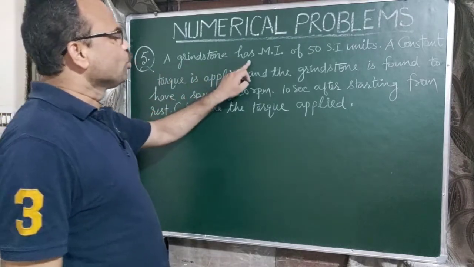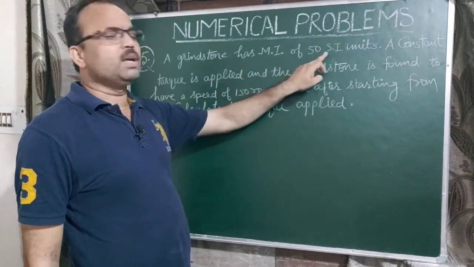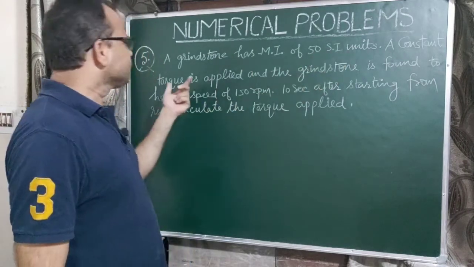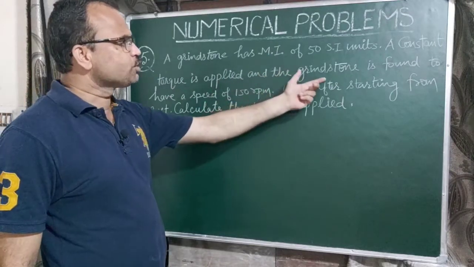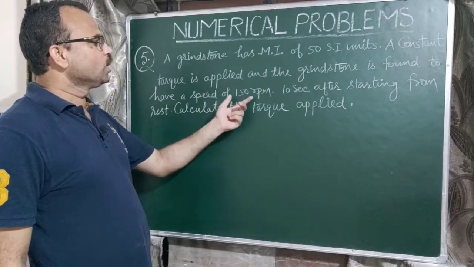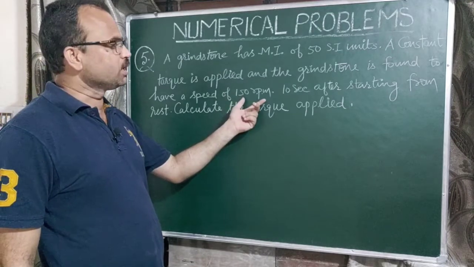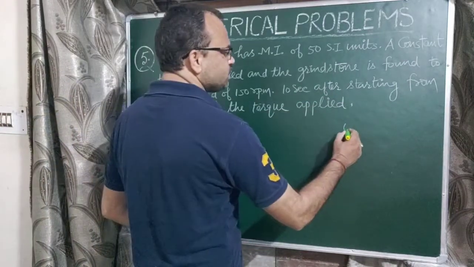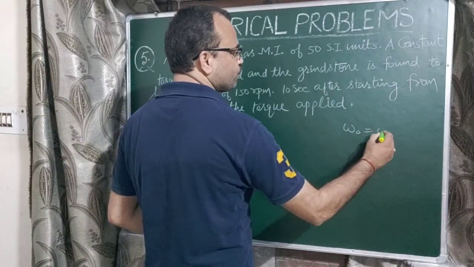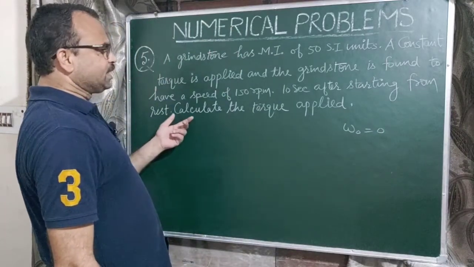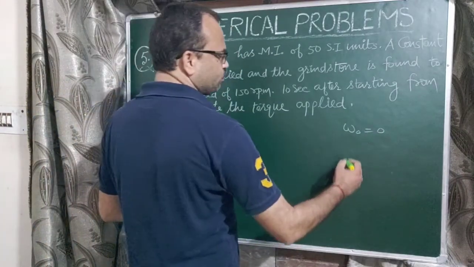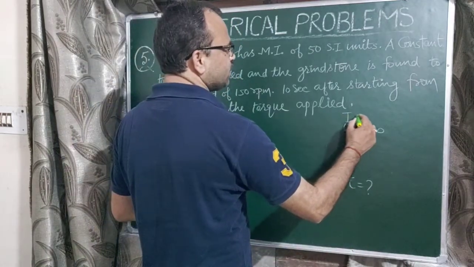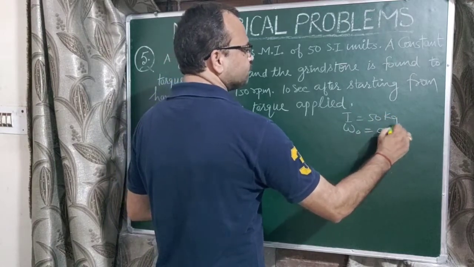A grind stone has moment of inertia 50 SI unit. It means 50 kilogram meter square. Okay. A constant torque is applied and the grind stone is found to have a speed of 150 rpm, revolution per minute, 10 seconds after starting from rest, which means the initial angular speed is 0. Okay. And calculate the torque applied, which means we have to calculate the value of torque.